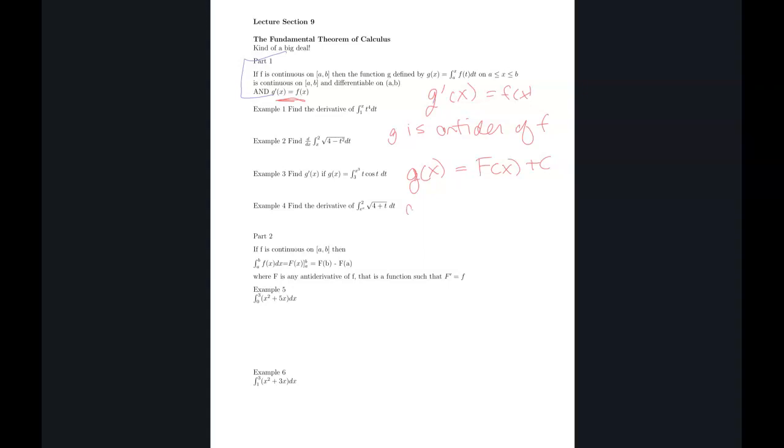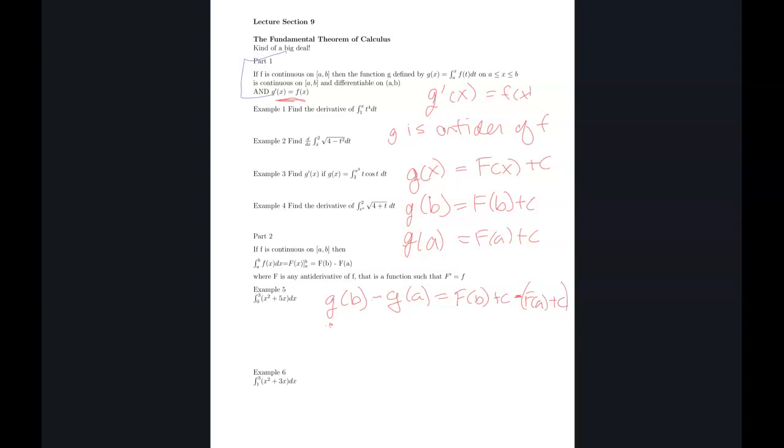Okay, so let's just play with this. So if I plug in b, I'm going to get F of b plus c. And if I plug in a, I'll get F of a plus c. Okay, so let's write out what this g of b minus this g of a is. So I'm just going to write these things, F of b plus c minus F of a plus c.